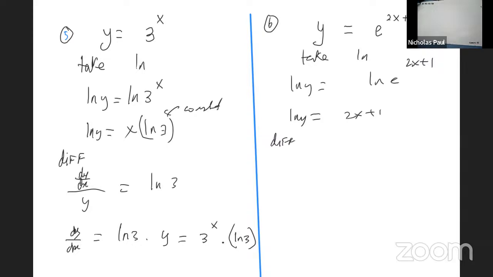When we differentiate, we'll get dy dx over y is equal to 2. So we'll get dy dx of 2y, which is 2 by e to the 2x plus 1. Nice. Now for one that came in a past paper once, 17 or 18 or something.